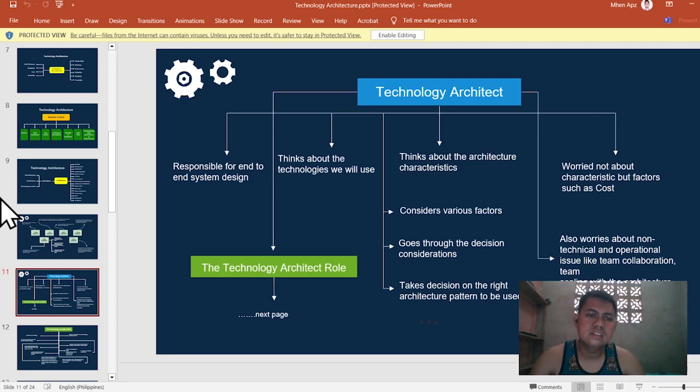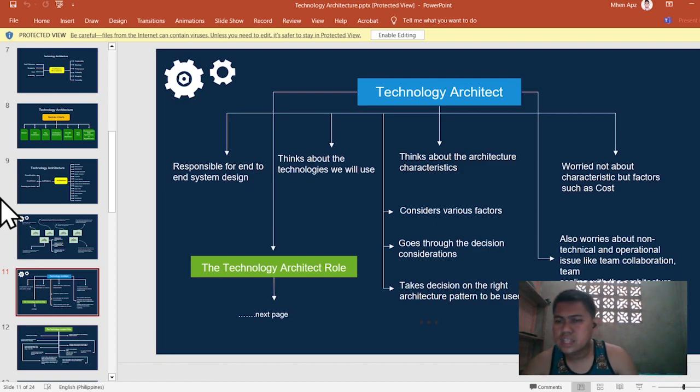responsible for the end-to-end system design. So we have to think about the technology we'll use. So what technology will be used? So think about technology, think about the architecture characteristics, consider various factors, go through the decision consideration. So it takes the decision on the right architecture pattern to be used.